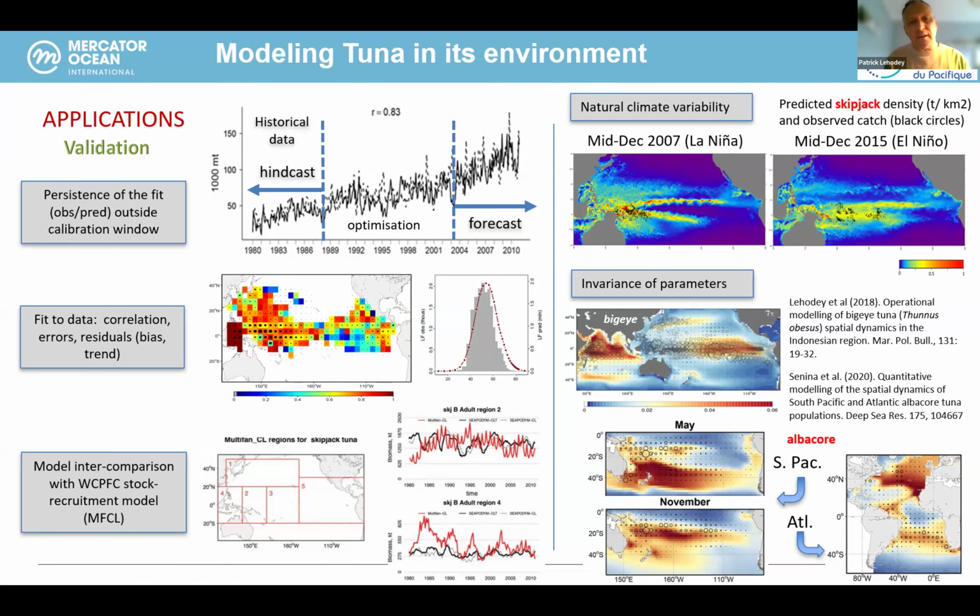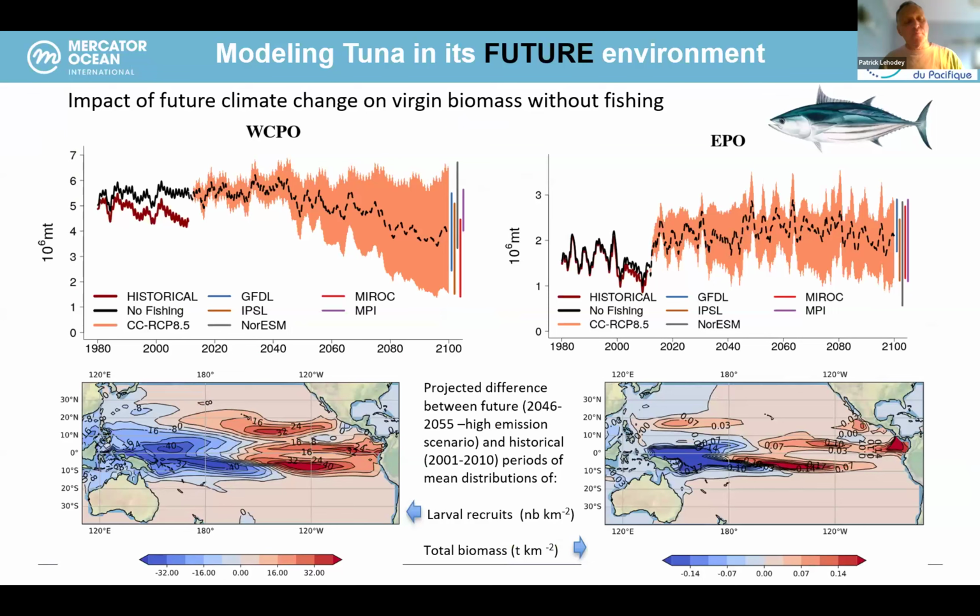So when we are confident in this model, it's possible to project the future of the tuna population, using the same environmental variables, temperature, primary production, and so on, predicted from Earth climate models based on IPCC scenarios. There are different scenarios, and we use different models to account for the uncertainty of the projection.